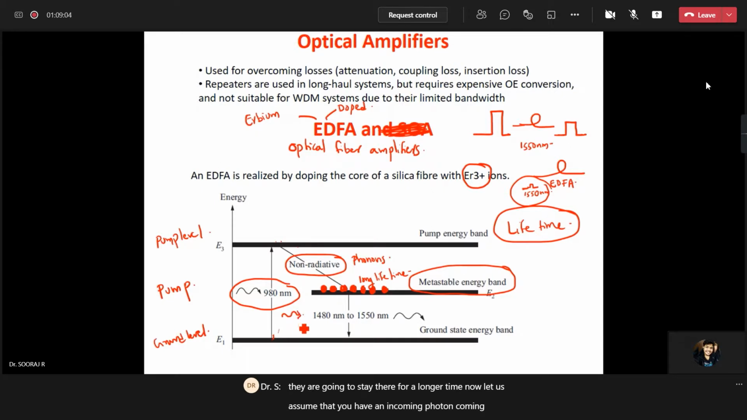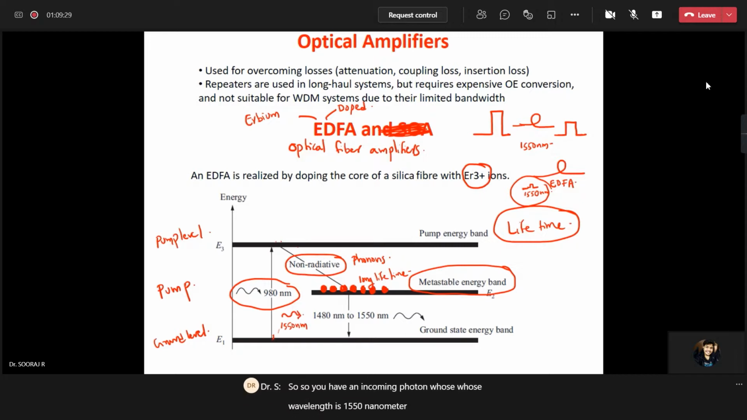This incoming photon has a wavelength somewhere near 1550 nanometer. This is an information signal, what you want to amplify, and that signal strength is very small. So you have an incoming photon whose wavelength is 1550 nanometer.